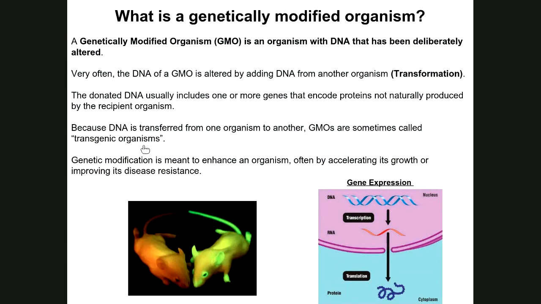Again, this primarily is for multicellular eukaryotic organisms or animals. Now, genetic modification is meant to enhance an organism, often by accelerating its growth or improving its disease resistance. So again, here you can see there are mice. This one here is a GMO. This one is not. This one here, as well as the pig or the hog on the first slide, are both expressing that protein that we focused on for Lab 8, which is green fluorescent protein. But you can see here, not only is this mouse expressing this protein, but it's only expressing it in certain regions of its body, such as the ears, around the eyes, the feet, and the tail.